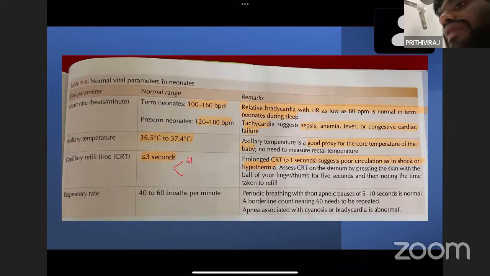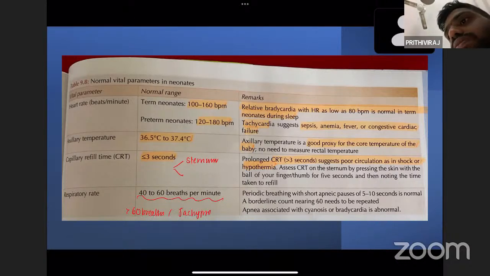Over the sternum you will count 001, 002, 003, 004, 005. If it is less than 3 seconds, well and good. If it's more than 3 seconds, then the child is most probably suffering from shock. And respiratory rate is 40 to 60 breaths per minute. Any breath rate of more than 60 breaths is known as tachypnea in the newborn.